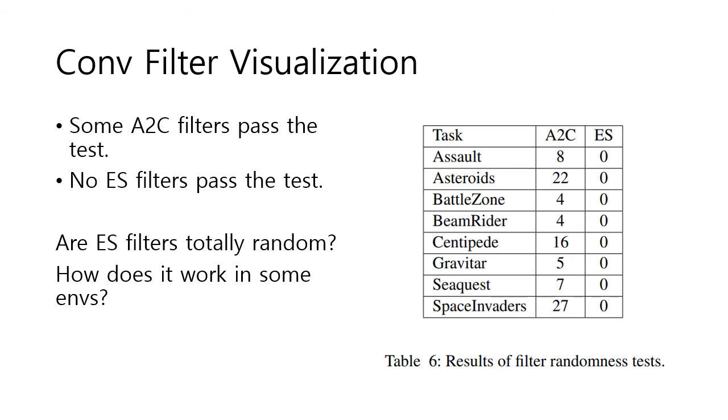In A2C trained networks, some filters pass the test, while in ES trained networks, no filters pass the test at all. So are ES filters totally random? We cannot say that filters that do not pass the test have no meaningful signal at all. Then, how does it work in some environments? We need another analysis to figure this out.